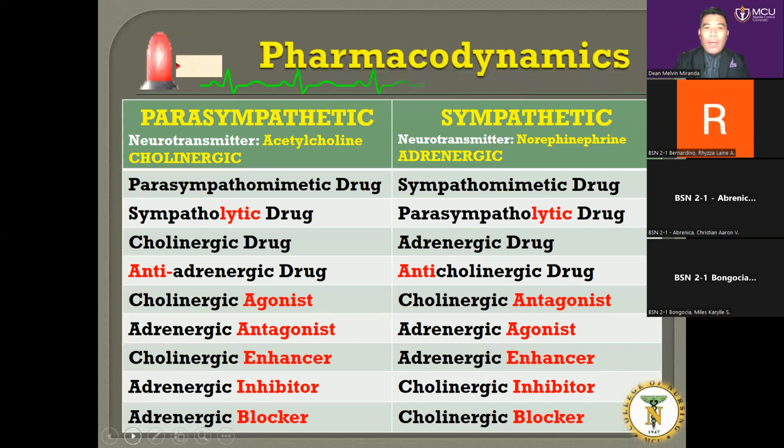So, if, for example, it is an acetylcholine enhancer, it is parasympathetic. Similar also with a norepinephrine blocker: you blocked the norepinephrine, so its action is parasympathetic. So if you made it a norepinephrine agonist, then it stimulates norepinephrine, it's a sympathetic response.